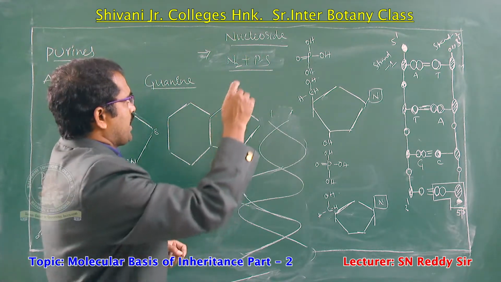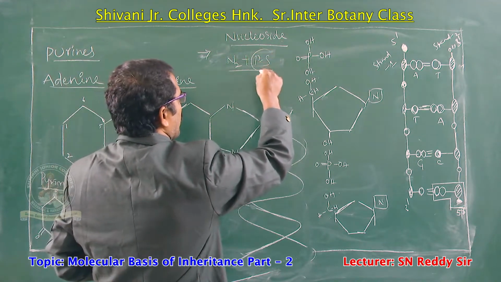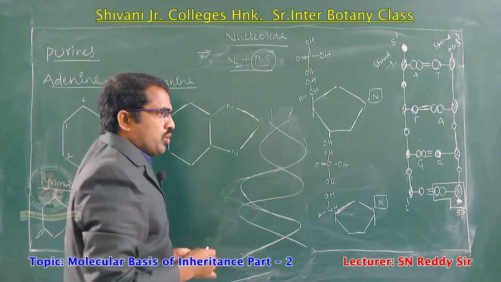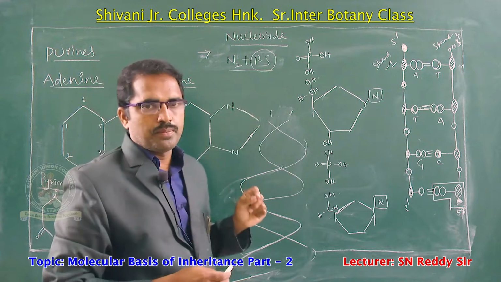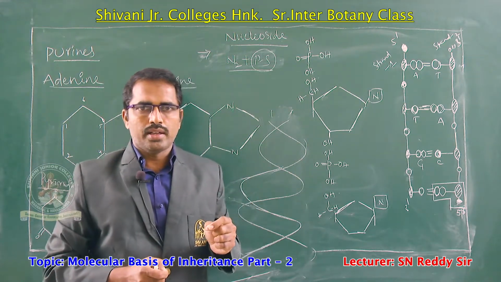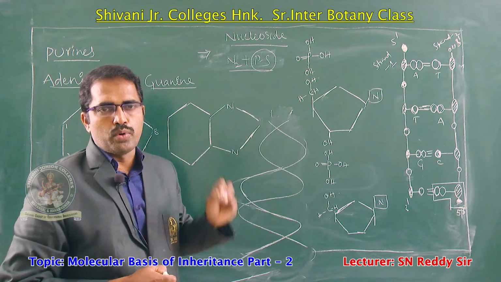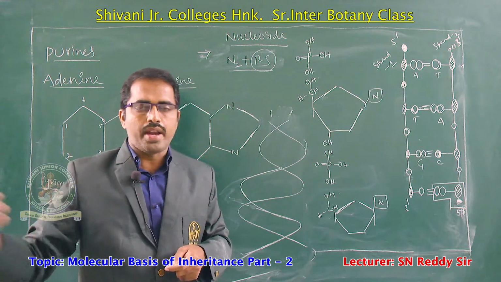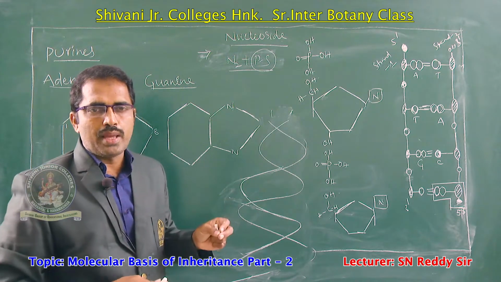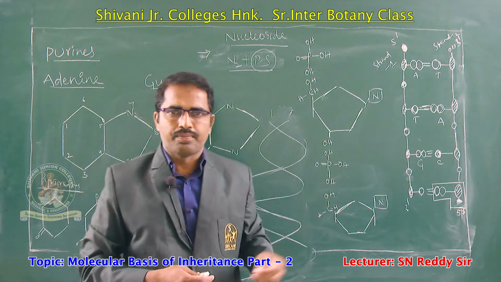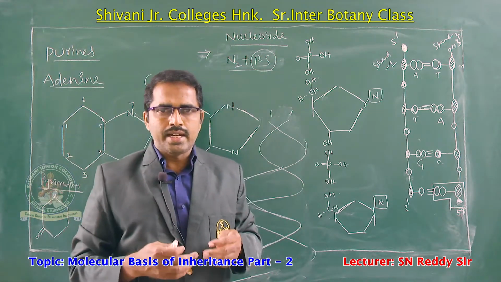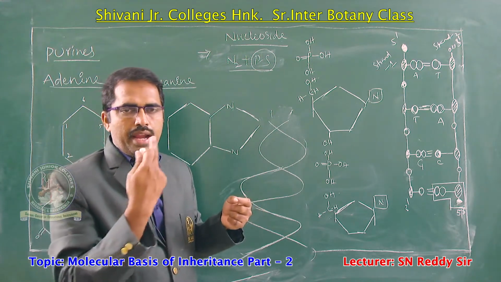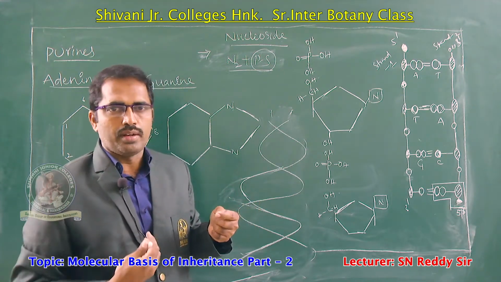In our previous class we discussed the pentose sugar. These pentose sugars are also of two types: ribose sugar and deoxyribose sugar. Ribose sugar we find in the structure of RNA, and deoxyribose sugar is present in DNA. So there is a variation between deoxyribose and ribose sugar.